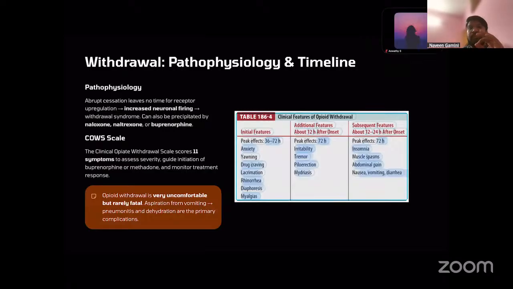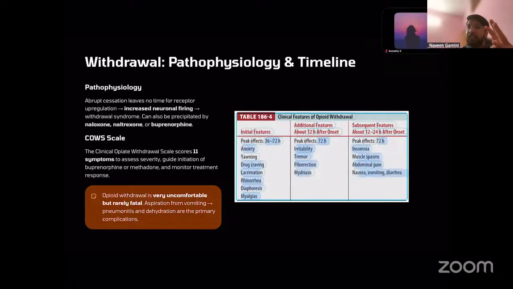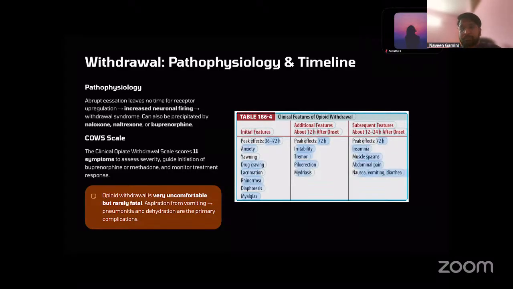When the patient is abusing this drug, there will be downregulation of the receptors. So when there is abrupt cessation, there will be no time for receptor upregulation. Because of this, there will be increased neuronal firing, and that will cause the withdrawal symptoms. Also, if you use an antagonist at the receptors, that will also precipitate withdrawal. It can be precipitated by naloxone, naltrexone, even buprenorphine, as previously explained regarding buprenorphine.